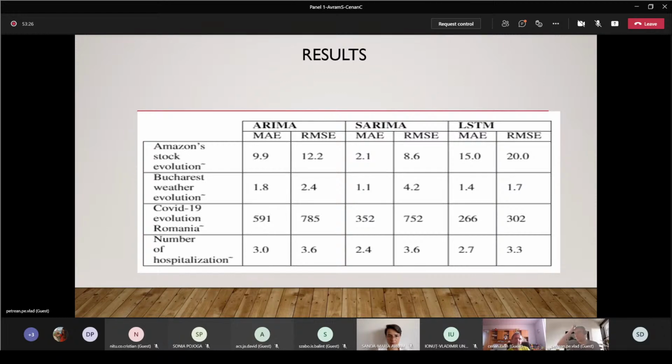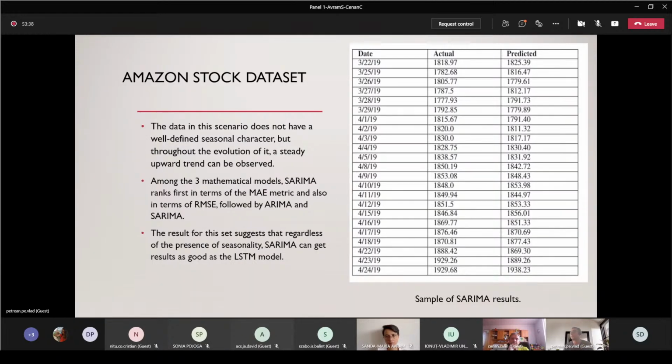Here are some of the results. Some of them are great, some not so, and we'll continue to talk a little bit about each of the scenarios. So for the Amazon stock data set, the best results were obtained by the Arima model. It was a little bit surprising because it seems that this model observed best the continuous evolution trend of the time series. And to be honest, I was expecting the LSTM model to obtain the best results.